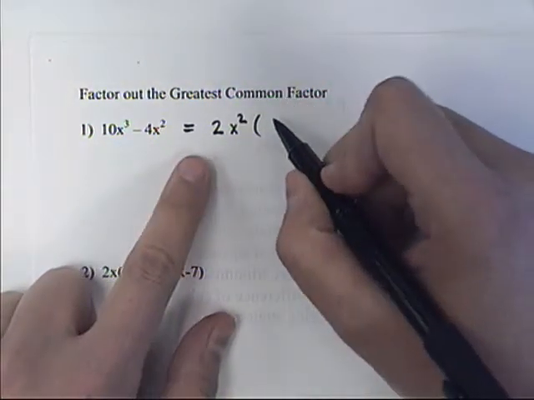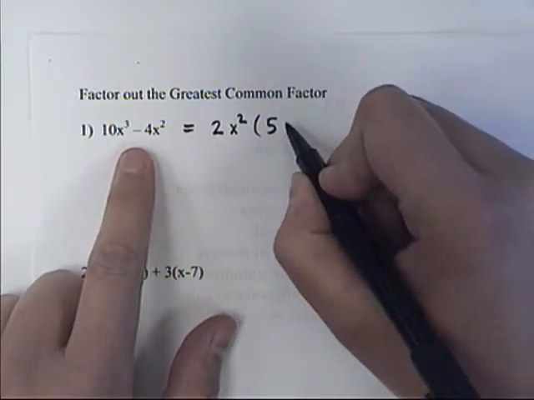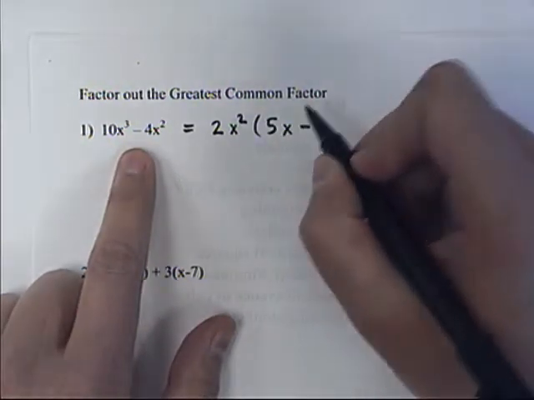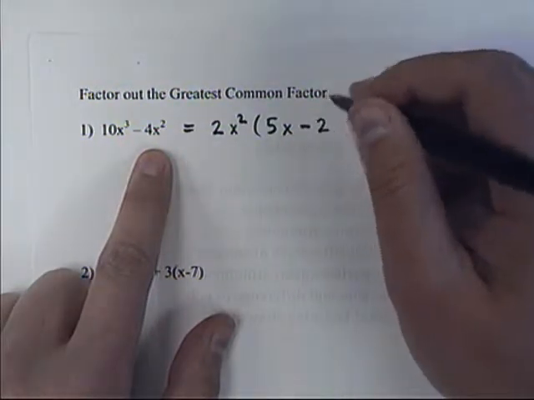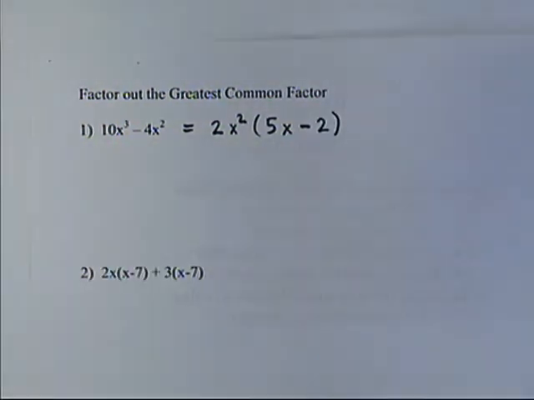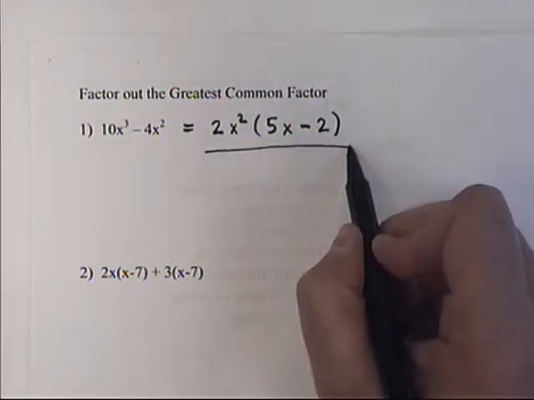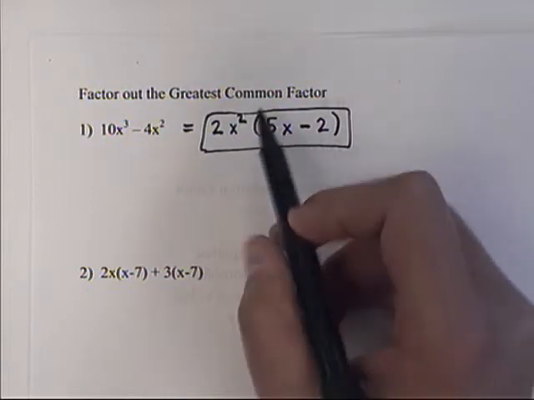So as I divide, 10 divided by 2 is 5, x cubed divided by x squared is x, and minus 4 divided by 2 is 2, x squared divided by itself leaves you nothing left over. There you go. I have factored out an x squared, so there is my simplified version of the polynomial.